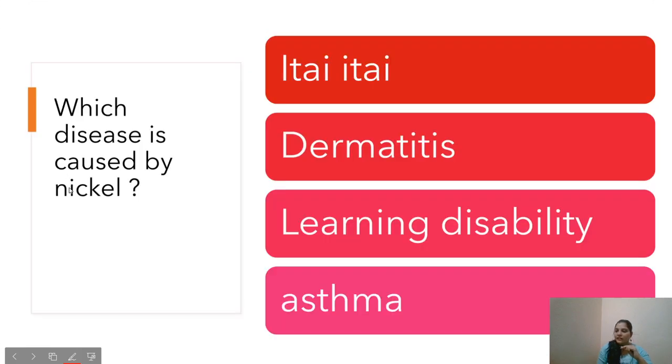So next question we have. Which disease is caused by nickel? The options are itai-itai, dermatitis, learning disability, and asthma. So this is a very easy question, right? Which disease is caused by nickel? See, the options are itai-itai, dermatitis, learning disability, and asthma.